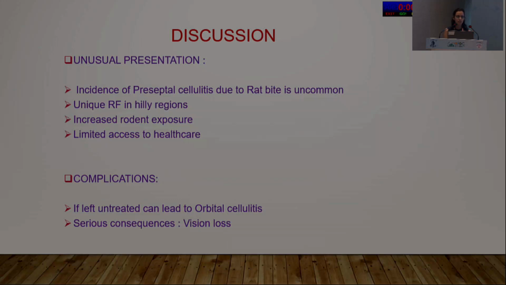Such cases are generally unusual presentations. There is an incidence of preseptal cellulitis due to rat bite, but it is very uncommon. It can be unique in hill areas due to increased rodent exposure and limited access to healthcare. Complications: if left untreated, it can lead to orbital cellulitis, and vision loss can also occur.